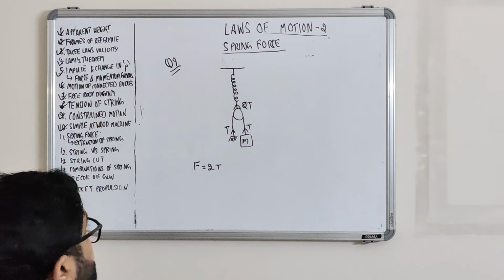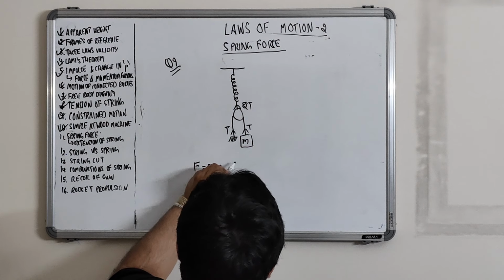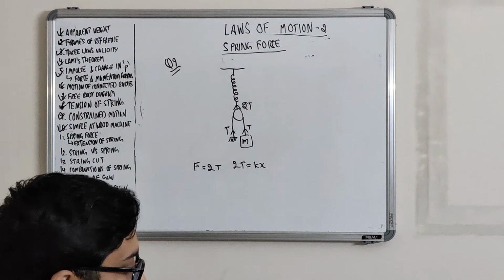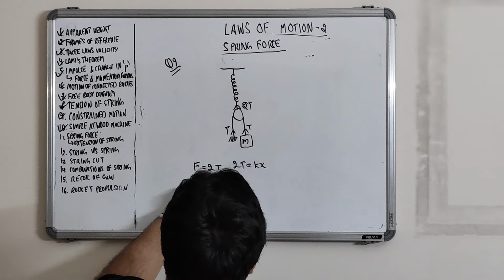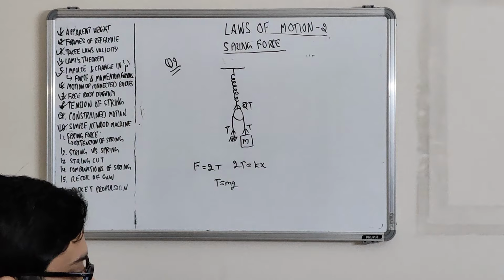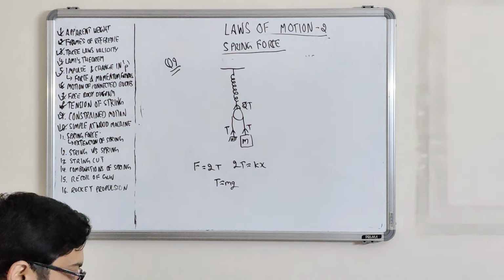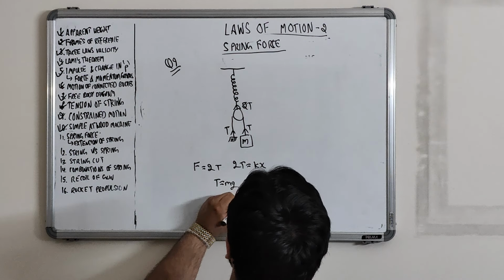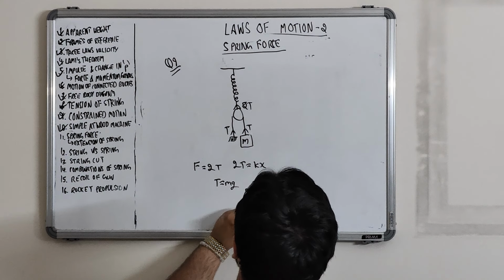What do we have to calculate? We have to calculate the extension, right? So F is equal to 2T, so 2T is equal to kx. T is equal to mg. So we just put this in. So 2mg is equal to kx, and x is equal to 2mg by k.